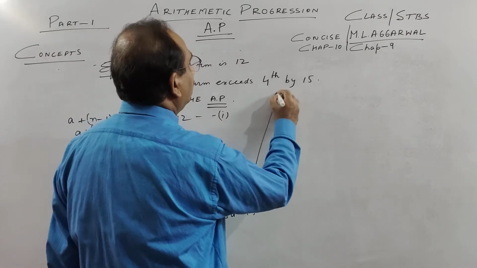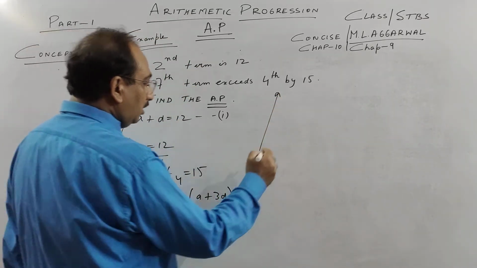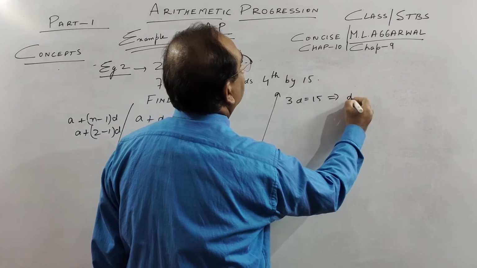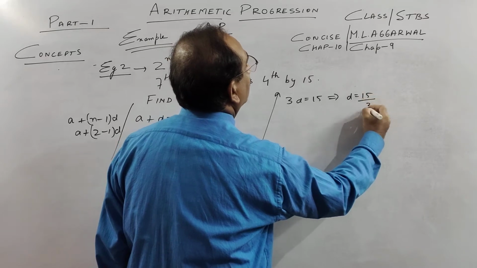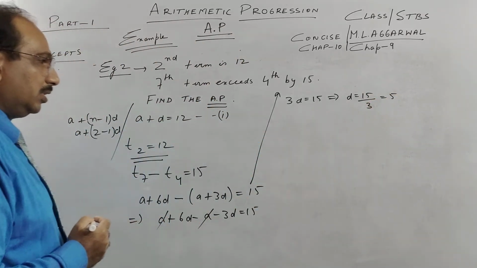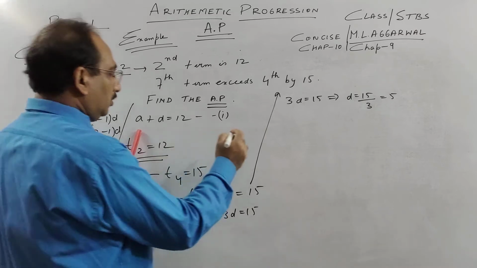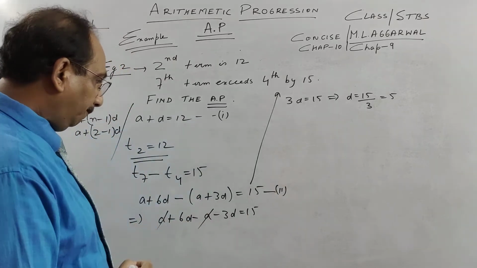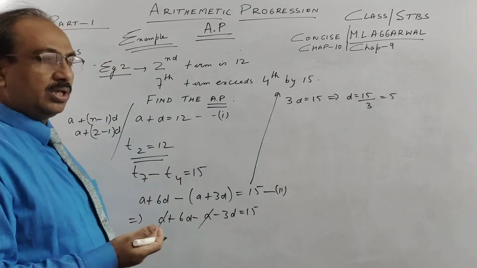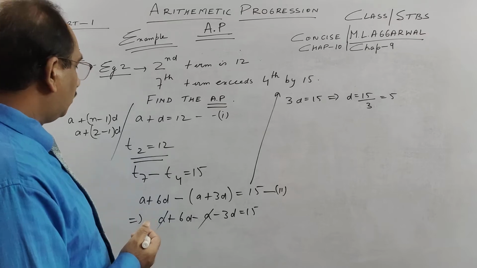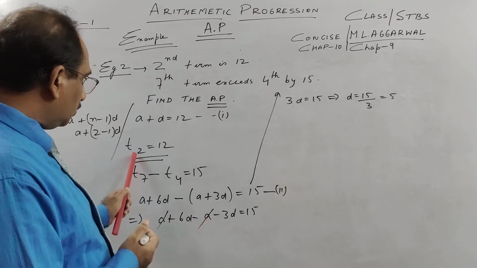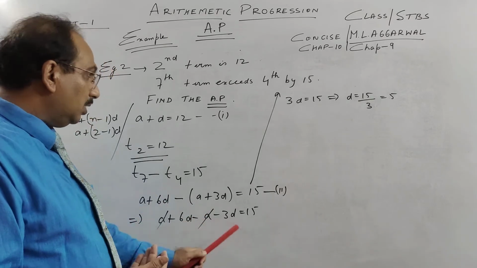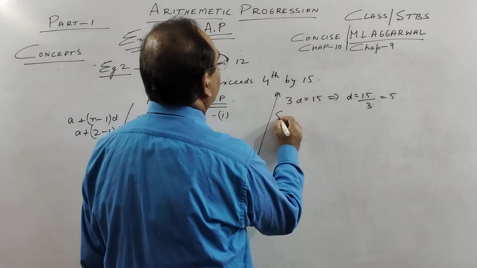So 6D minus 3D is 15, and we get D is 15 by 3, which is equal to 5. Okay, we got the difference as 5. Let us get A. This was equation 2, and this is equation 1. Here we don't have simultaneous equations, though sometimes we will. Because A cancelled, with two unknowns and one equation, the second equation reduced to only one unknown, that is D.